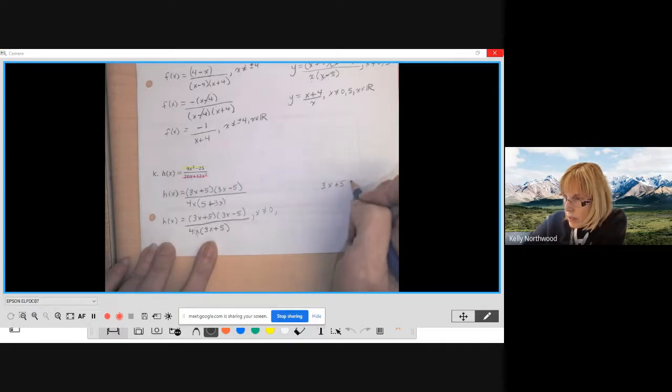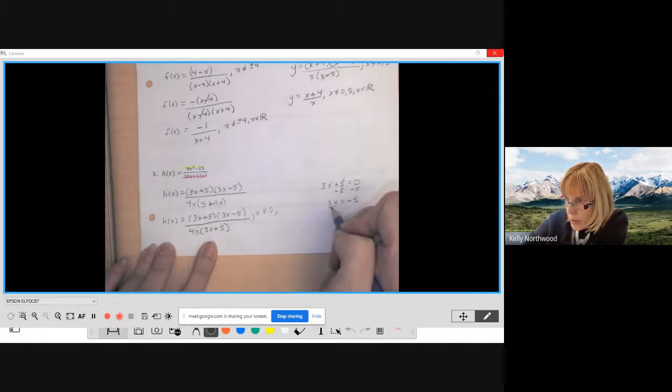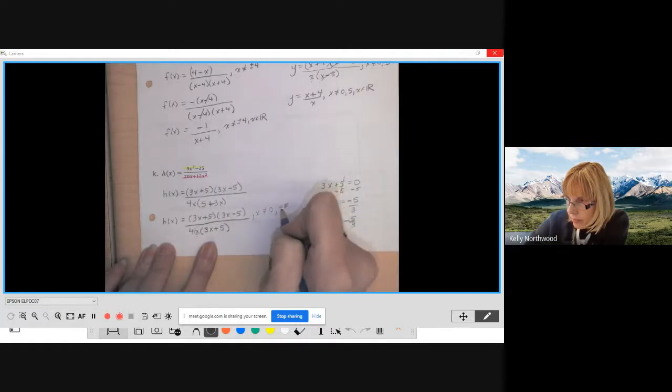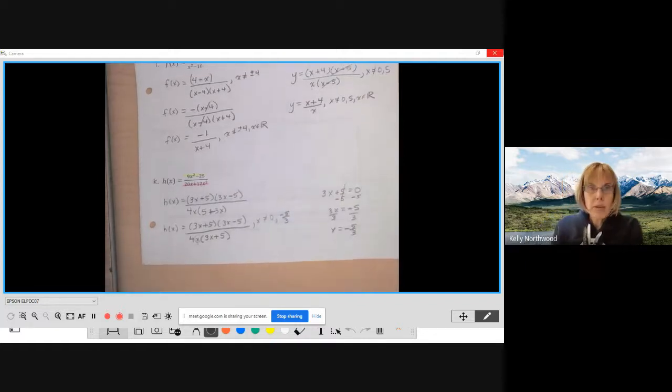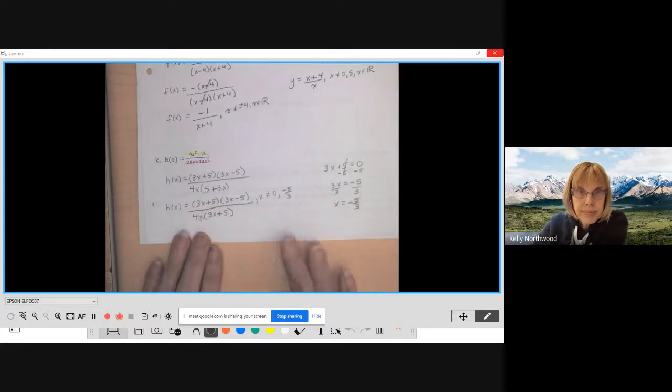3x + 5 equals 0 when? Subtract 5 on both sides. Divide both sides by 3. So 3x + 5 is 0 when x is -5/3. So those are my restrictions.